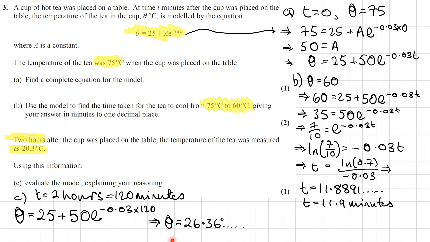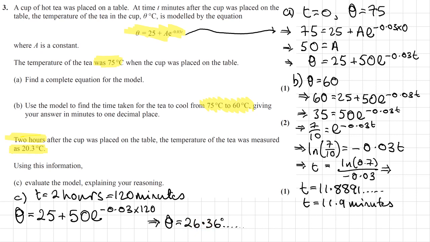Now I can see that this answer is off by about 6 degrees from what the actual temperature was, and there's a reason for that. If we look at our model, we've got 25 and we're adding something to it. What we're adding is going to be a number that's getting smaller and smaller, but it's always going to be positive. This model, no matter how much time you put in, is never going to go below 25 degrees, and we've got a temperature of 20.3. So really this model is never going to give a temperature below 25 degrees.